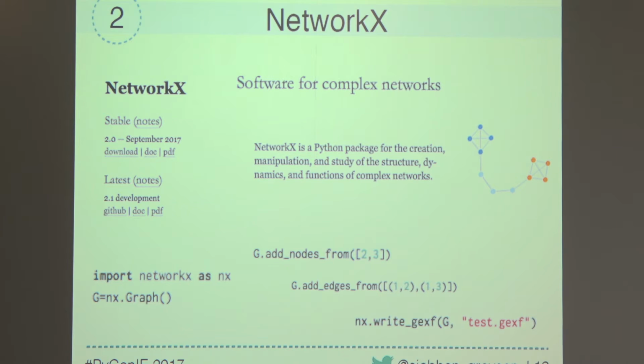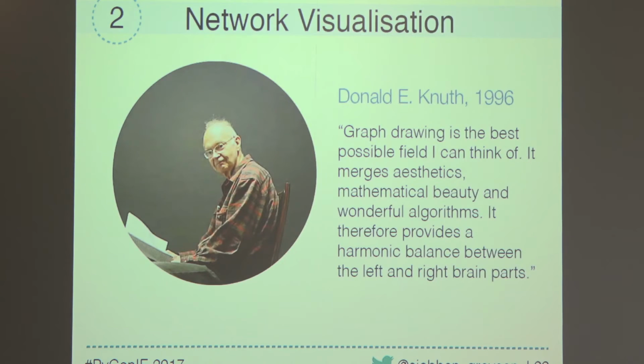Once you have your networks via NetworkX, you have a few options for network visualization. Donald E. Knuth has a nice quote: "Graph drawing is the best possible field I can think of. It merges the aesthetics of mathematical beauty and wonderful algorithms. It therefore provides a harmonic balance between the left and the right side of the brain." I like that because it really hits the nail on the head, because you are merging all of these different fields. And graph theory really is applicable to lots of different fields. It's applicable to humans, to nature, to biology.